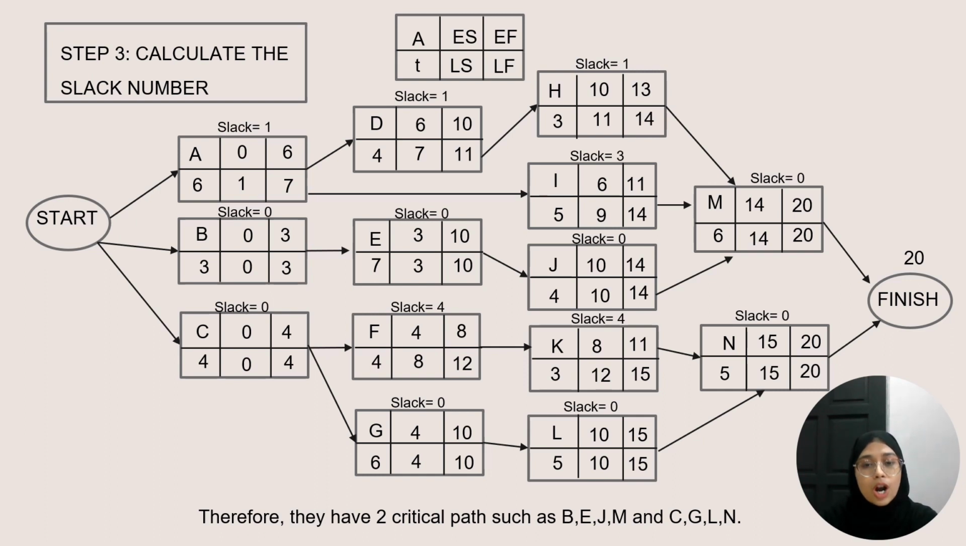Therefore, we have two critical paths, such as activities B, E, J, and N, and also the other critical path, C, G, L, and N. These two critical paths cannot be delayed at all without extending the project completion time. The activities with 0 slack are all critical activities, and they form a critical path, which is the longest path in the network.